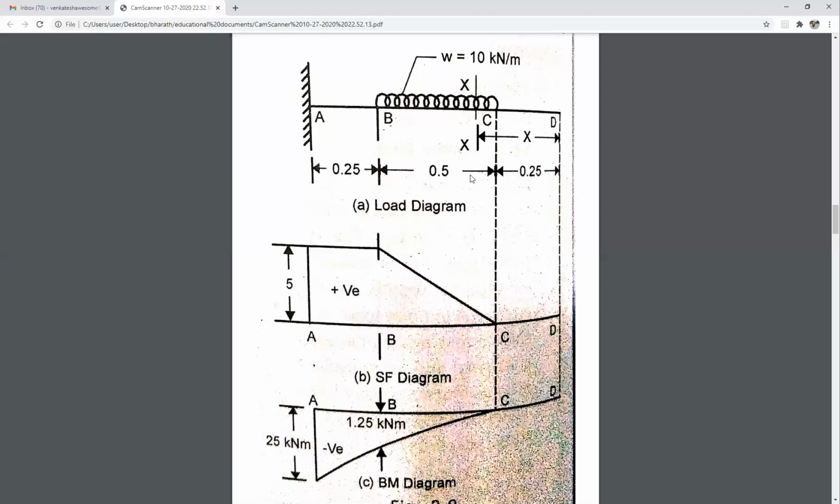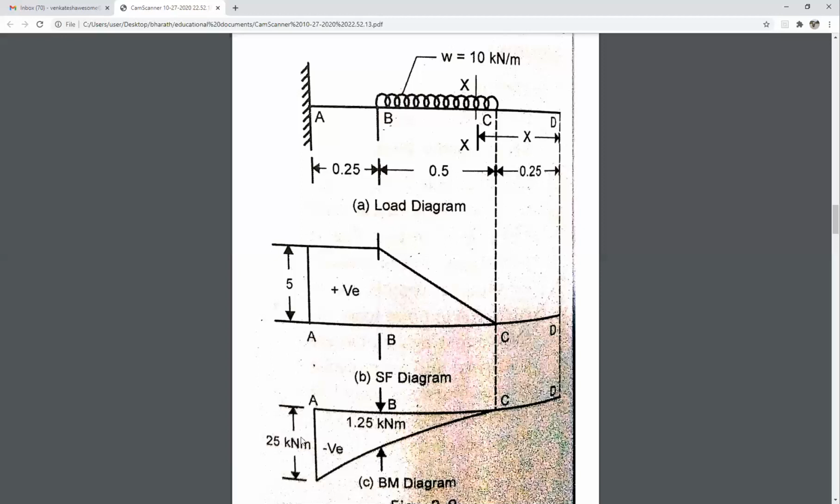Whenever we calculate a UDL, the total load is multiplied with the length. So whenever 10 kN per meter is multiplied with 0.5 meter, we get 5 kN.